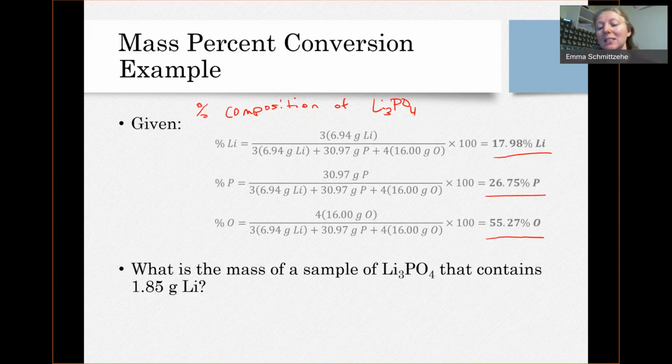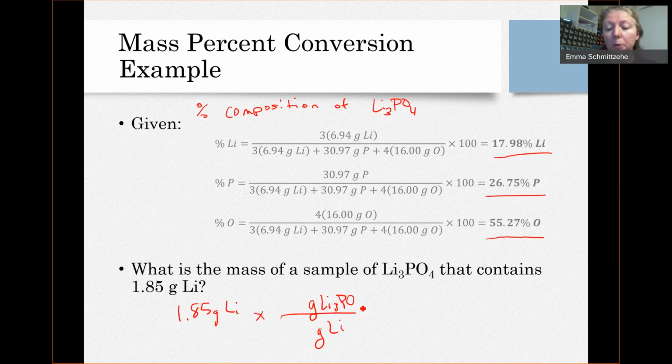What is the mass of a sample of lithium phosphate that contains 1.85 grams of lithium? Okay, so I'm going to start with the 1.85 grams of lithium, and then I'm just going to do it as a unit analysis, a dimensional analysis problem. So focusing on units. So I have grams of lithium. I want to get rid of grams of lithium. So I'm going to put it opposite. And then I want to know the grams of lithium phosphate. So I put that in my open slot.